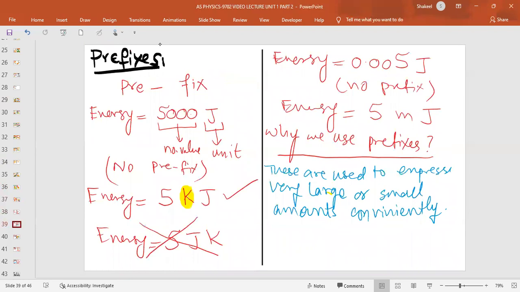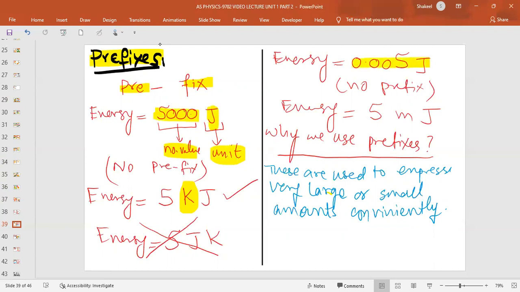Okay, now a small topic, which is prefixes. You know, prefixes consist of two words, prefix. So let's say if energy is 5,000 joule, 5,000 is a value and joule is the unit. So it has no prefix over there, but you can write it as 5 kilojoules. So kilo is actually a prefix, and kilo is written between the number and the unit. You can't write 5 joule kilo. The prefix is always between the number and the unit.